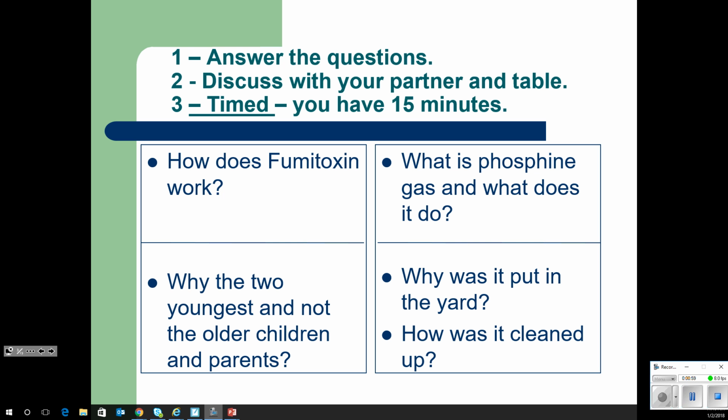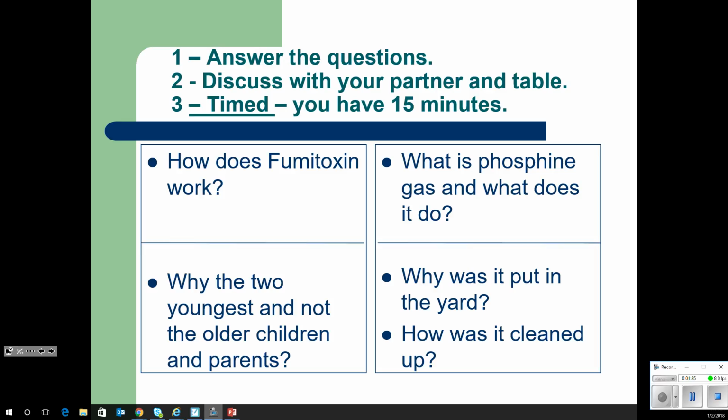Okay, let's come back together. Let's talk about this. How does fumitoxin work? What is it used for? Fumitoxin is like a pesticide that kills rodents and stuff, either on grain, plants, or at homes. You bury it in the ground, and the moisture from the ground will react to that fumitoxin and make phosphine gas.